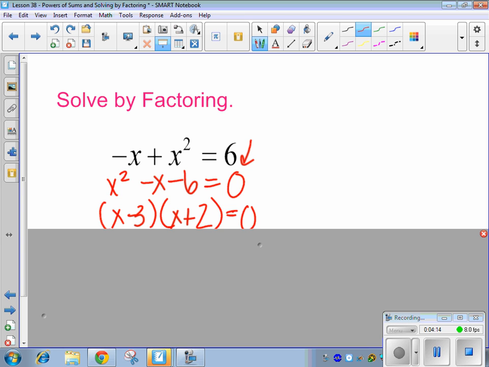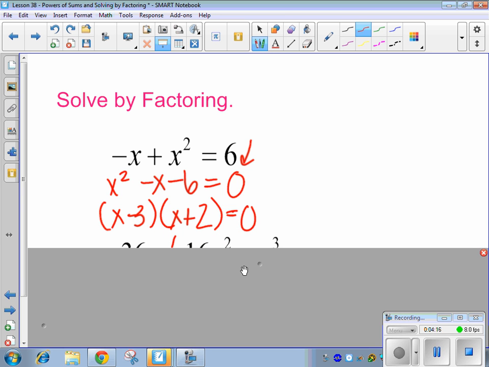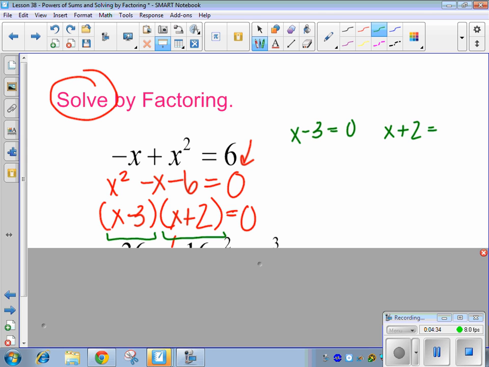Okay, x minus 3 times x plus 2 sounds good to me. So now we're trying to solve. Whenever I'm solving and I have one side equal to 0, what I want to do is take each piece, so this one I have two pieces being multiplied together, and set them equal to 0 separately. So I'm going to do x minus 3 equals 0, and then I'm going to do x plus 2 equals 0.